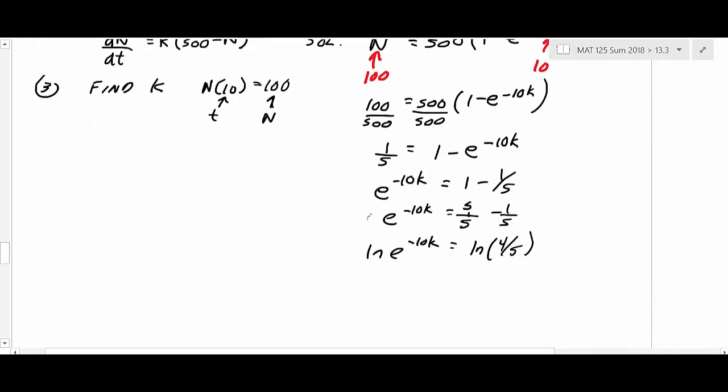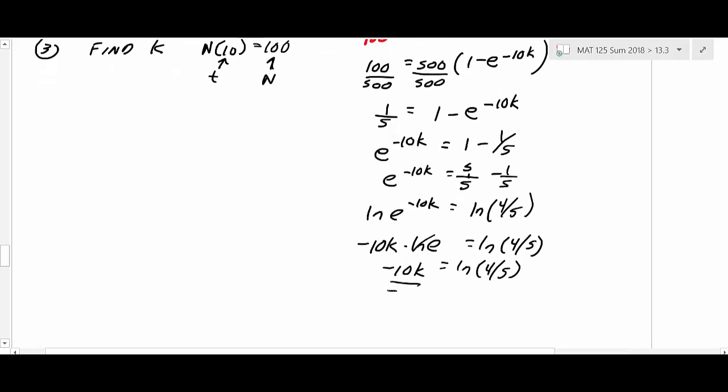Bring down the negative 10, so we have negative 10k times ln of e is equal to ln of 4/5. That becomes 1, so we get negative 10k is equal to ln of 4/5. Divide both sides by negative 10, and you'll get k is equal to ln of 4/5 over negative 10. And if you take your calculator and do that, you're going to get about 0.022.